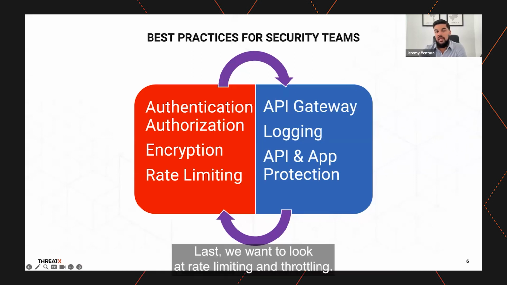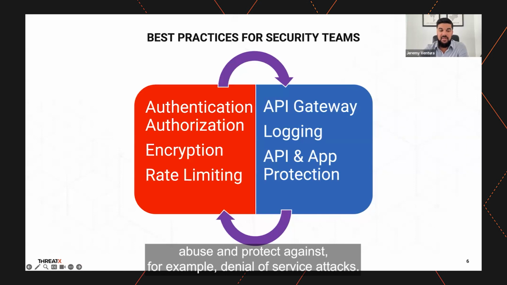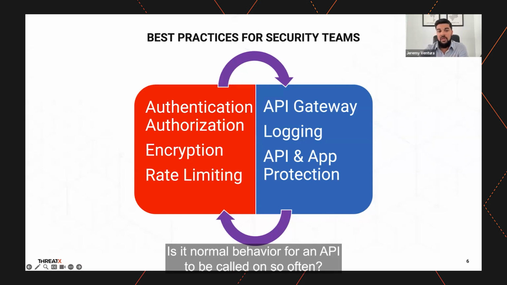Last and foremost, we want to look at rate limiting and throttling. So test these APIs against these mechanisms to ensure that they're able to prevent abuse and protect against, for example, denial of service attacks. So can my APIs handle high volumes of traffic? Is it normal behavior for an API to be called on so often?